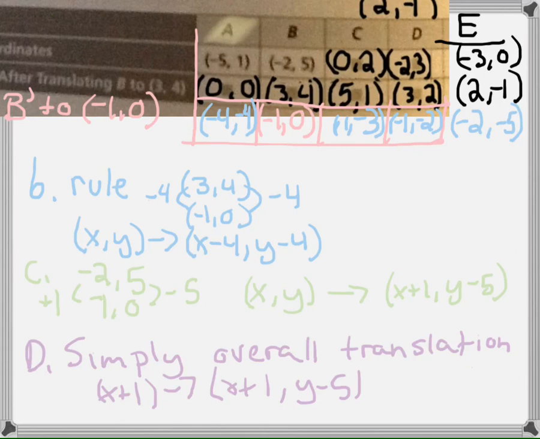Finally, question D asks, what single transformation is equivalent to the sequence of the two translations? The only transformation possible is the overall translation, which we solved for in problem C. So the transformation to get from the first figure to the third figure is a translation of (x, y) to (x plus 1, y minus 5).